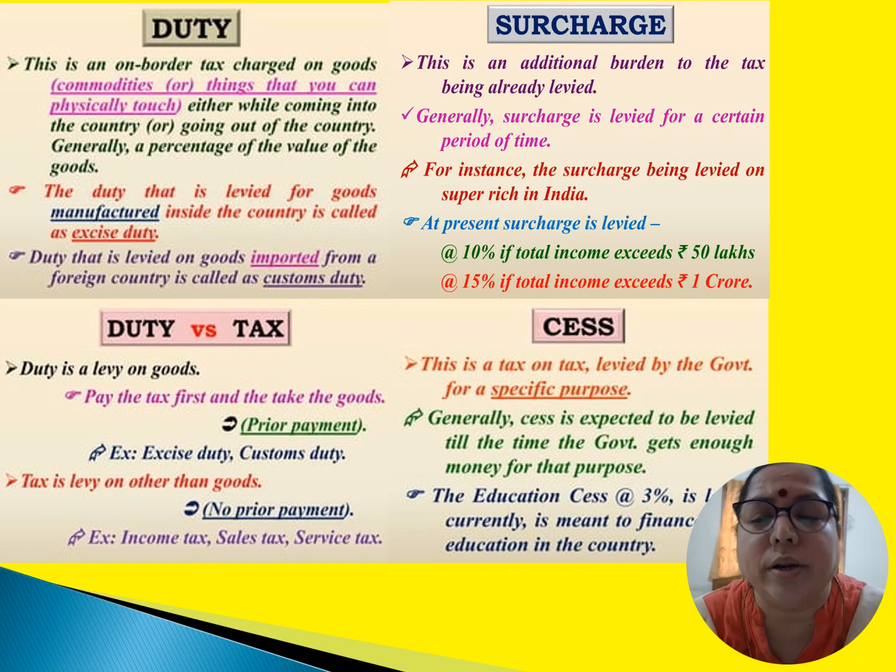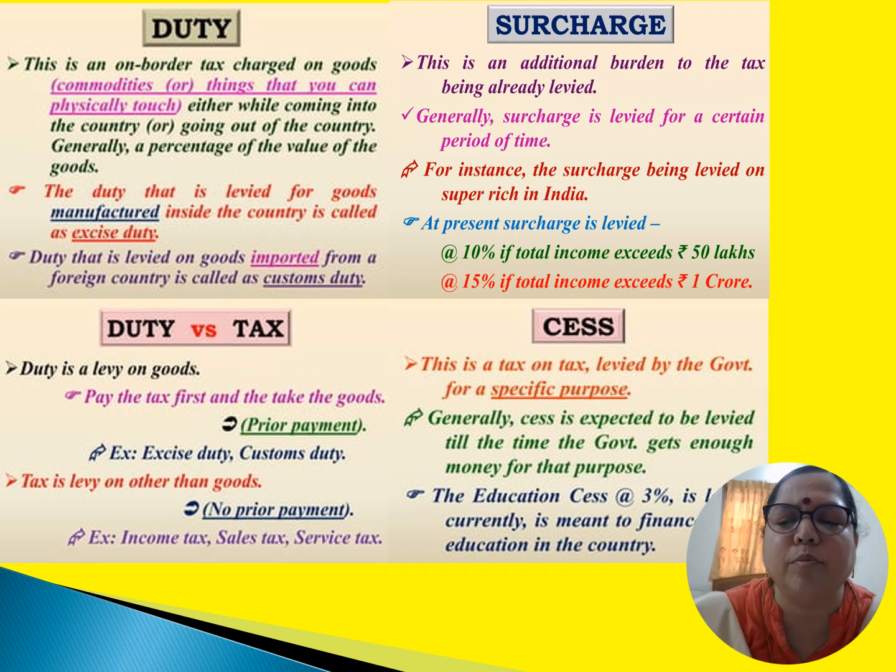This is a tax on the tax levied by the government for a specific purpose. Generally, cess is expected to be levied till the time the government gets enough money for that purpose. The education cess is 3% at present. It is meant to finance education in the country. So it has a specific purpose.